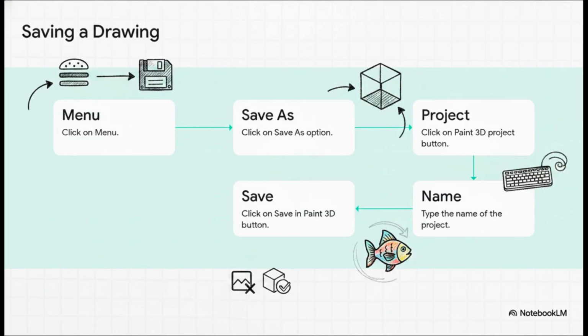Why do we do it this way instead of just saving a quick image file? Because saving it as a Paint 3D project preserves all those amazing 3D elements. It means you can open the file up tomorrow, grab that 3D fish, and rotate it all over again. If you just save it as a regular flat image, boom, all that 3D data gets flattened permanently.